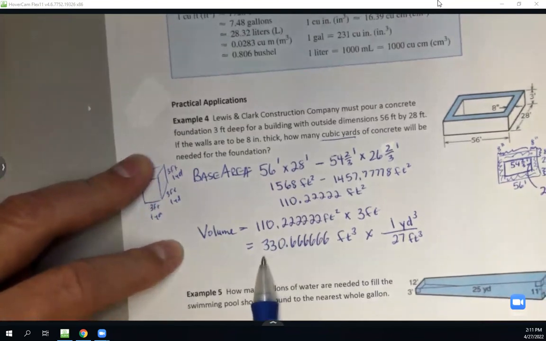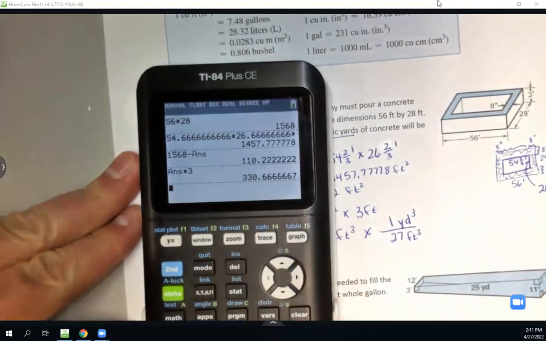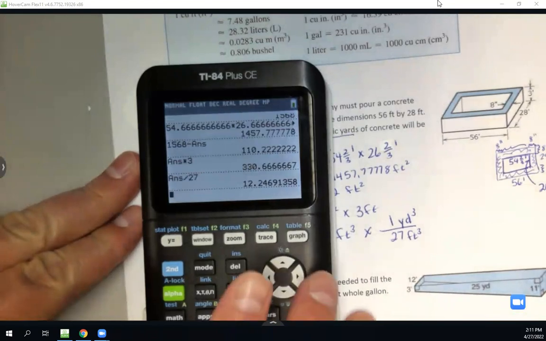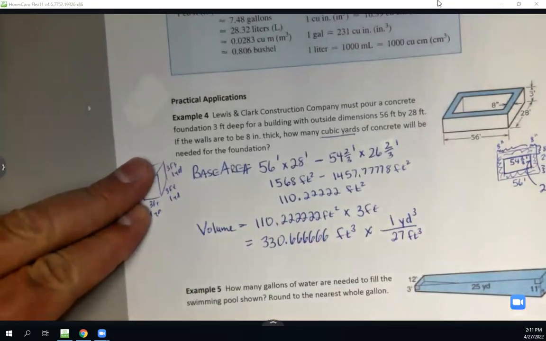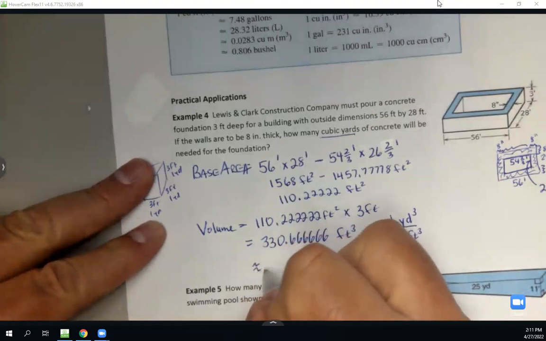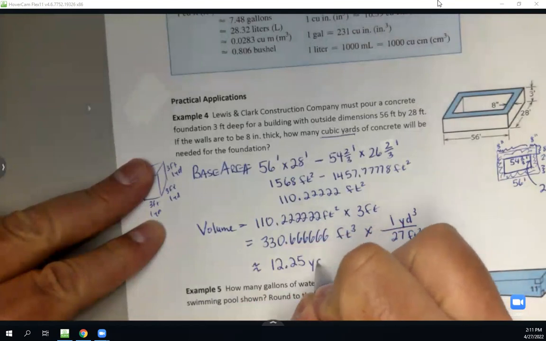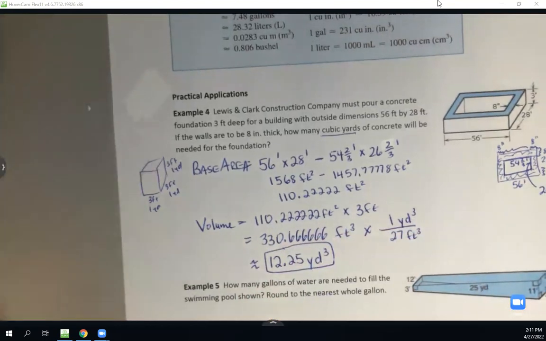So in other words, if I take the 330.6 repeating and divide that by 27, that is about 12.25 cubic yards. Does that make sense? It didn't say specifically in the example where to round, so I'm going to round that to 2 places. So about 12.25 cubic yards of concrete would need to be ordered.